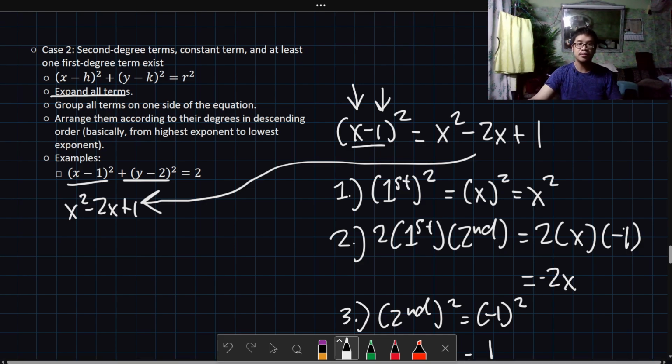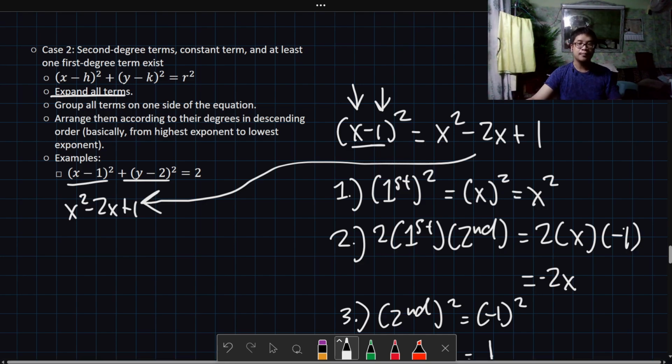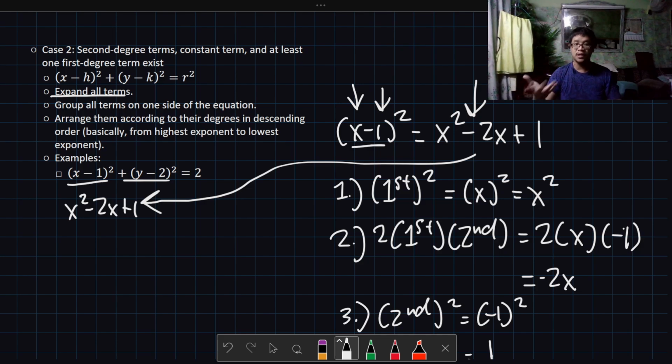Now, if you're asking me, you're going to combine them, like x squared, negative 2x, plus 1. You're going to combine them, so that means you have to add them. But if you're going to add them, why is it that 2x is minus, not plus? You can skip this part if you know, you're good. But if you don't know, I'm going to explain to you why.